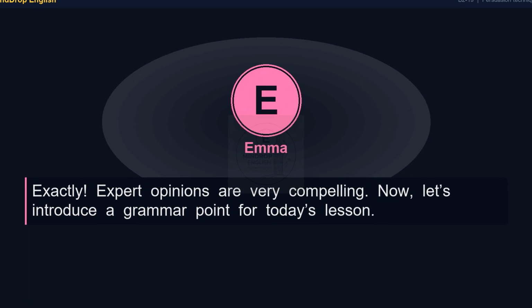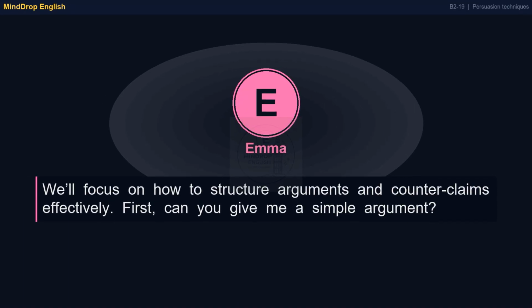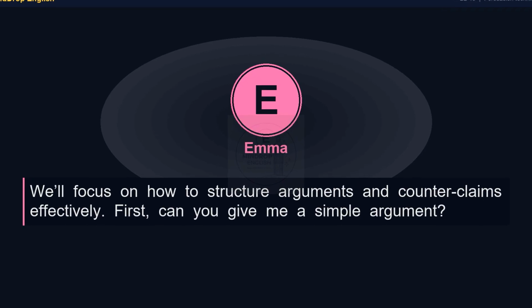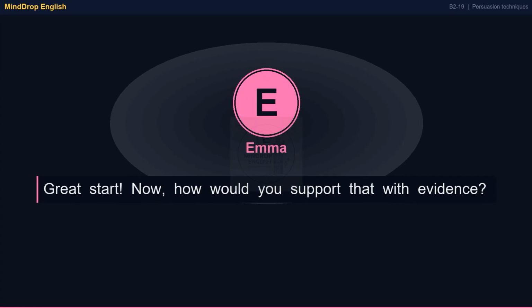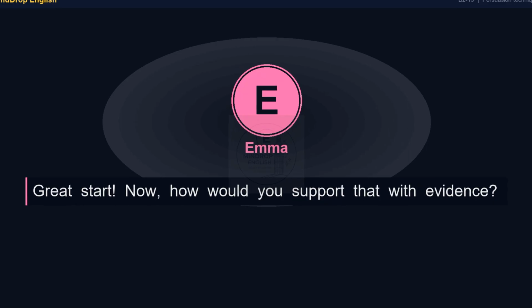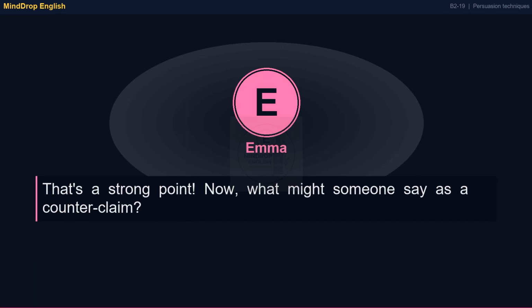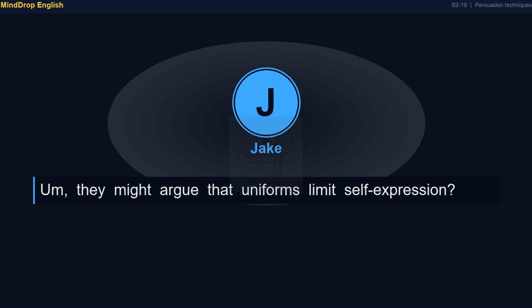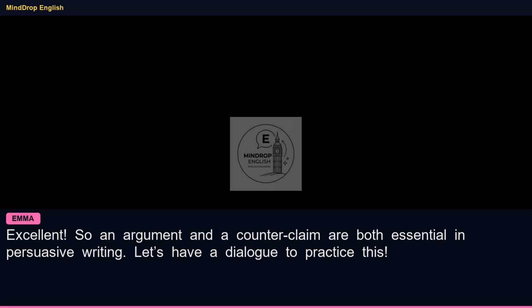Now, let's introduce a grammar point for today's lesson. Okay, what's the grammar point? We'll focus on how to structure arguments and counterclaims effectively. First, can you give me a simple argument? Sure, I think school uniforms should be mandatory. Great start. Now, how would you support that with evidence? I could say that they promote equality among students. That's a strong point. Now, what might someone say as a counterclaim? They might argue that uniforms limit self-expression? Excellent. So an argument and a counterclaim are both essential in persuasive writing.